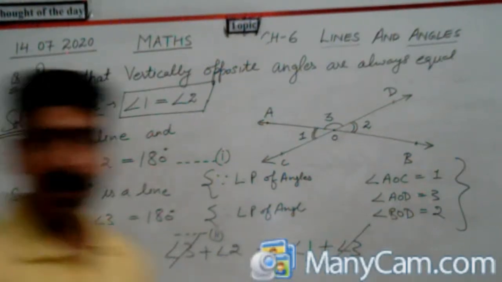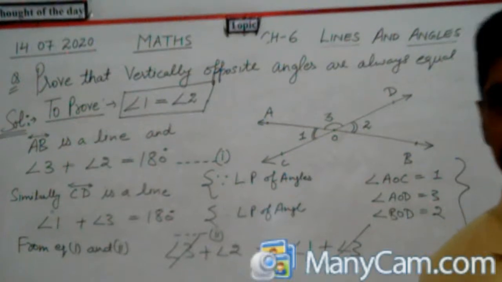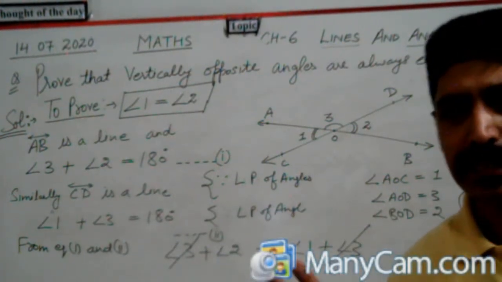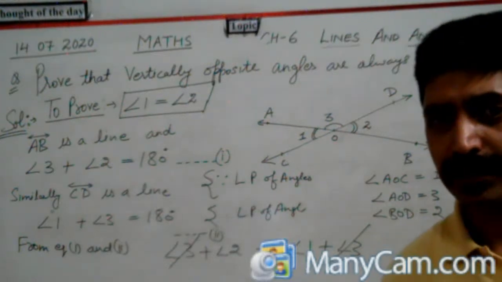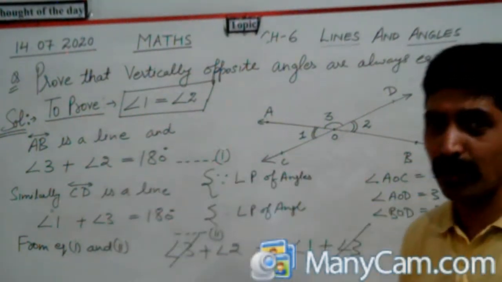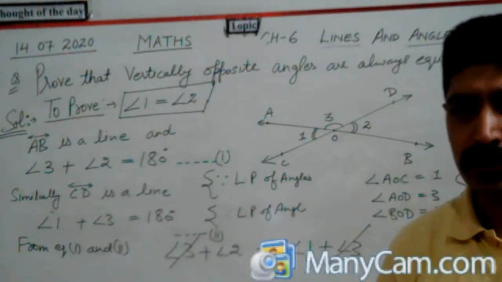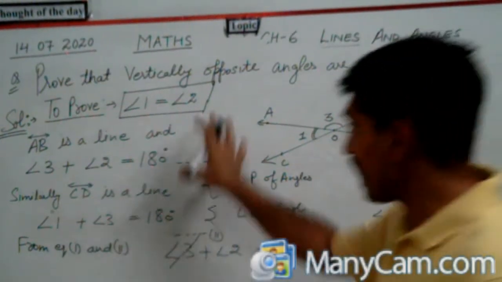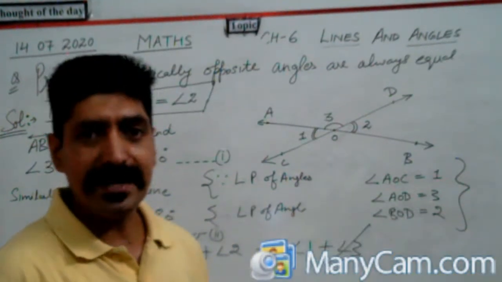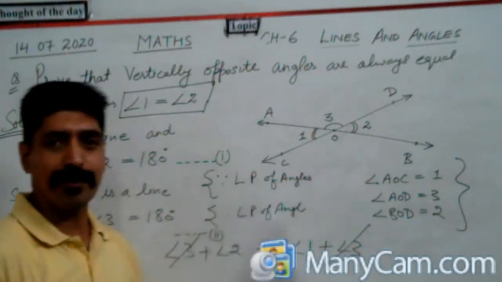So this is all about the proof of the statement that vertically opposite angles are always equal, right? So dear students, this is very important, very simple, and I hope you understood it. Tomorrow when I start the lesson, I will revise it again. This is very important and very easy. Most of the time it is a 4 marks question.